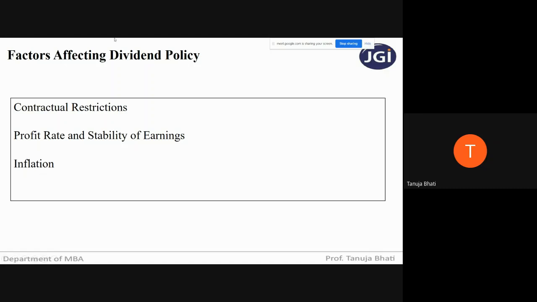Now, from earnings, you pay off the dividend. Correct. So again, what happens? Earnings is getting utilized to purchase the new asset. Your dividend has to be paid out of earnings. So again, this is a factor which is going to affect the dividend policy.